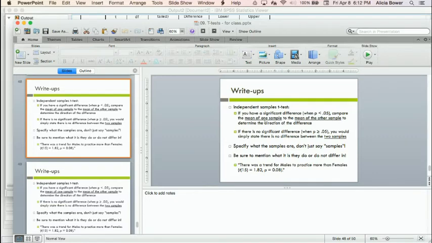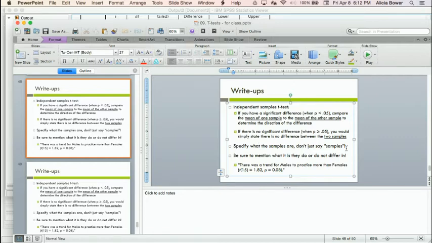And to write it up, you want to compare the mean of one sample to the mean of another sample so that you can see which one is larger than the other. So you want to compare the mean of males to the mean of females so that you can interpret this when you write it up. Make sure you specify what the samples are, what the groups are, right? Males and females, and be sure to mention the variable you're looking at, what it is they do or don't differ in: hours of practice. And this is how I would write this one up.